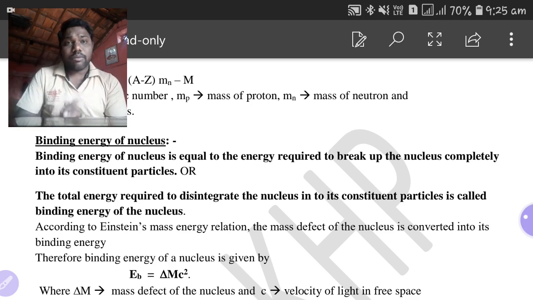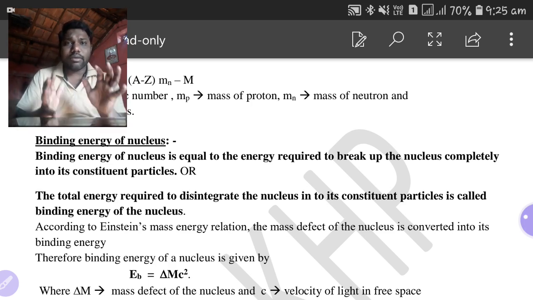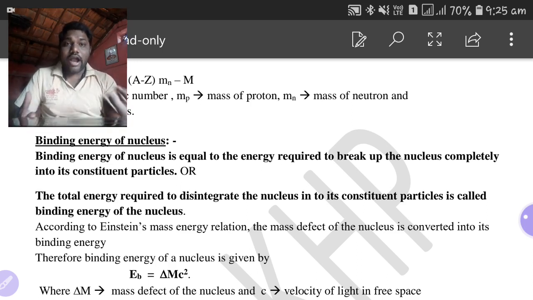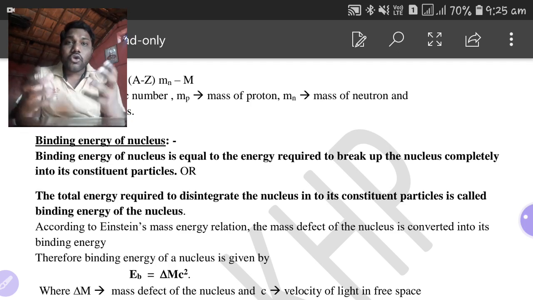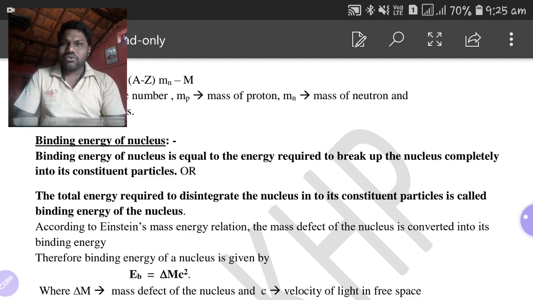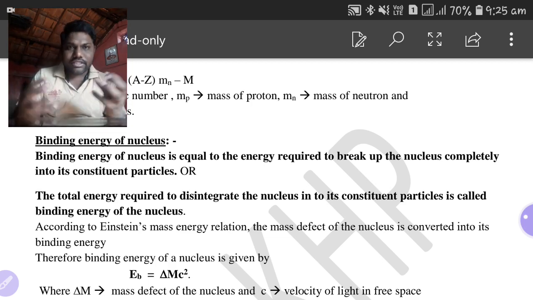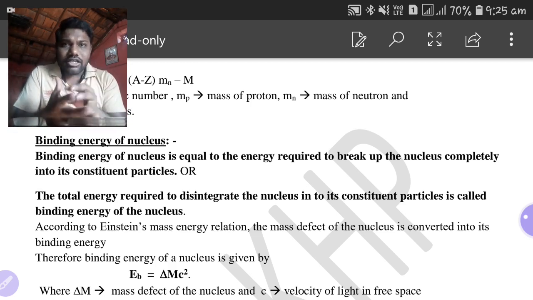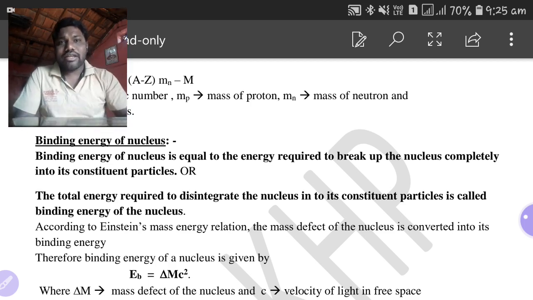First we will try to understand what is meant by binding energy. We know that the nucleus contains protons and neutrons, that means it contains nucleons, right? All these nucleons are tightly bound with each other with a certain force, that means with certain energy. So to separate these nucleons, we have to apply an external energy.